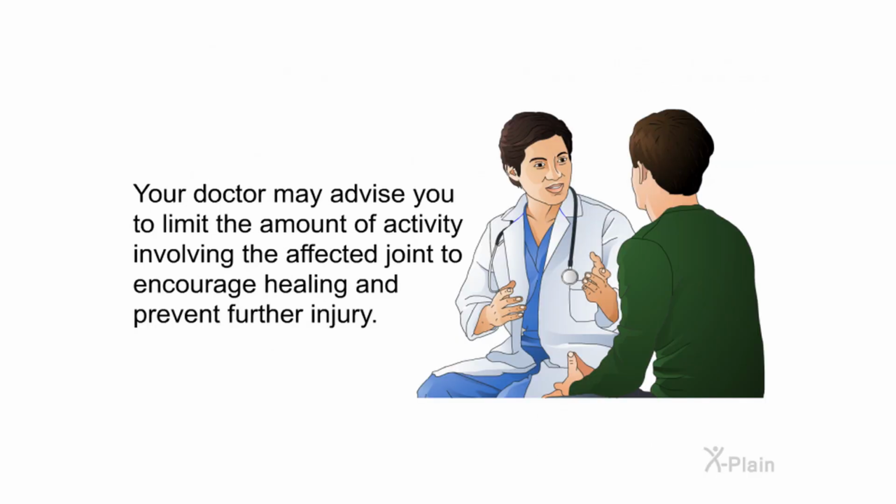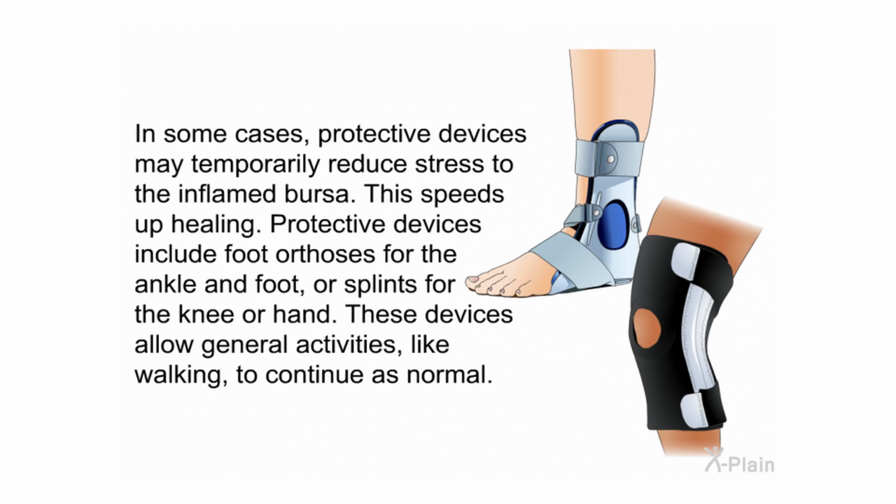Your doctor may advise you to limit the amount of activity involving the affected joint to encourage healing and prevent further injury. In some cases, protective devices may temporarily reduce stress to the inflamed bursa. This speeds up healing. Protective devices include foot orthoses for the ankle and foot, or splints for the knee or hand. These devices allow general activities, like walking, to continue as normal.